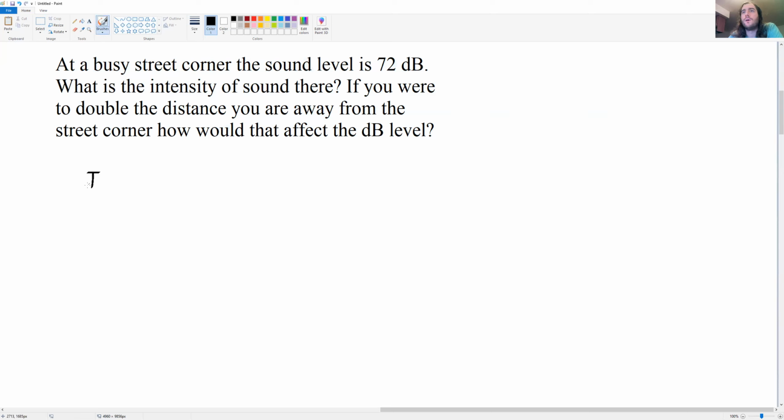So we're looking for intensity, and we're looking for, let's say, beta, twice as far.